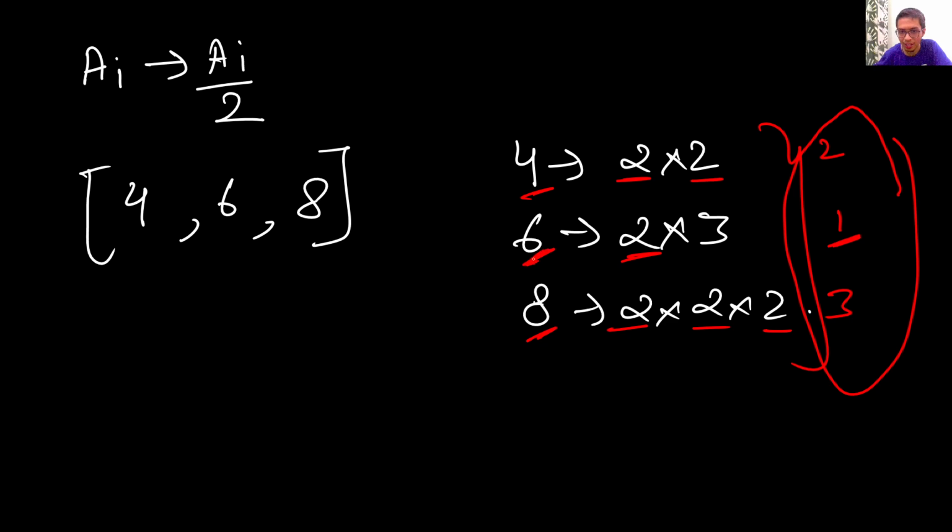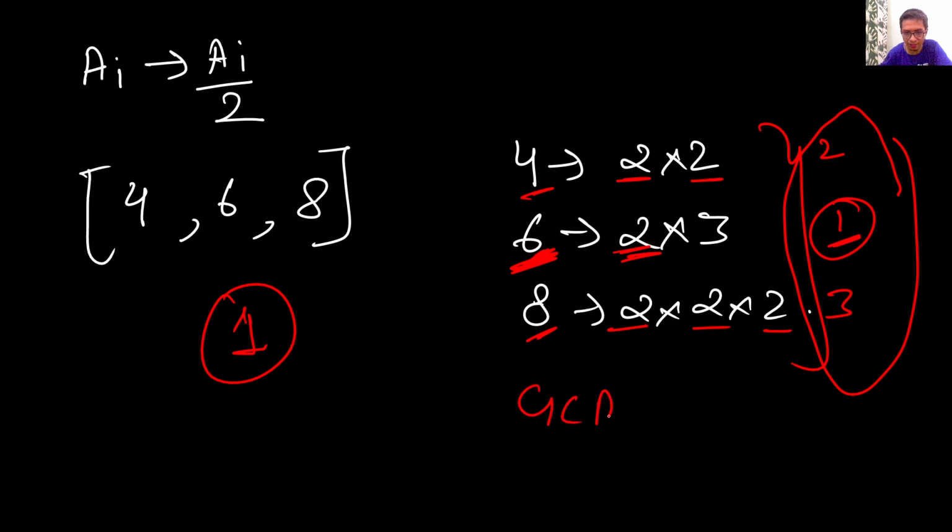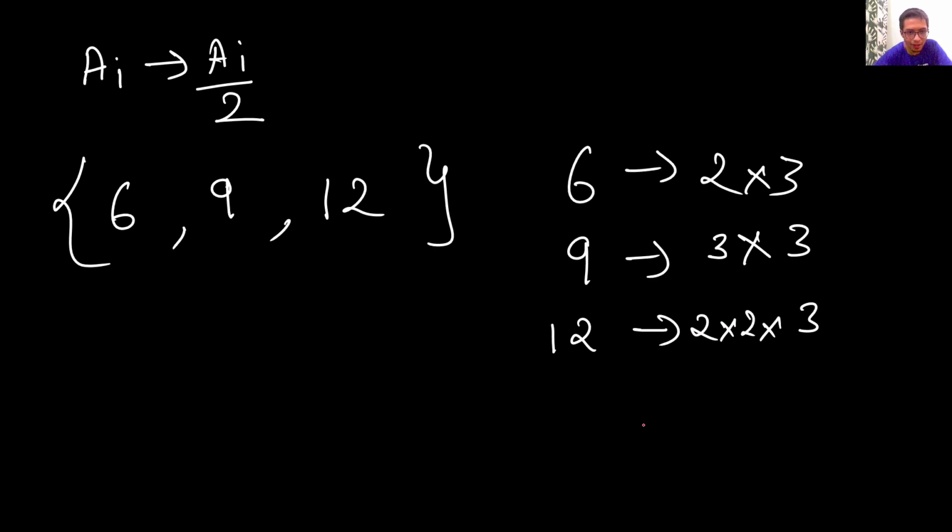So for 6, I have a single 2, right? So 1 would be the answer in this case. Simply divide the 6 by 2, and now we would not have the GCD as even, right? Similarly, in this case, 9 does not contain any 2. Hence, the count of 2's over here would simply be 0, right? Hence, this 0 would simply be our answer, right?